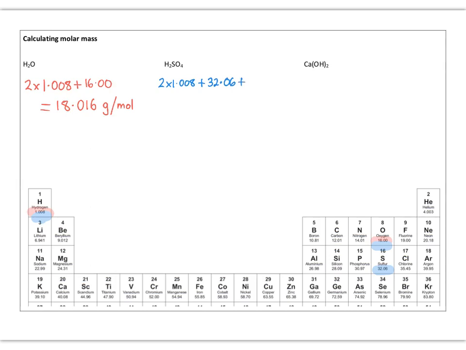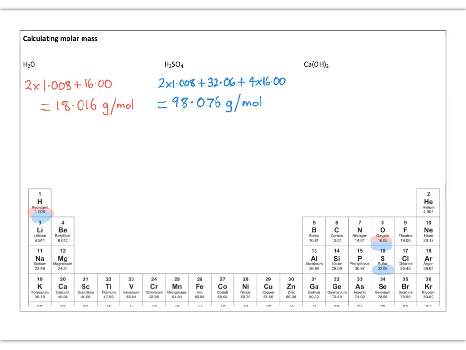Plus 4 times 16.00. We'd put that all into our calculator and get 98.076 grams for each mole of sulfuric acid. Hopefully these are almost boringly easy. We'll just do one more though.